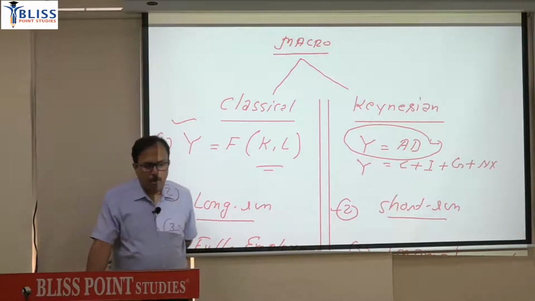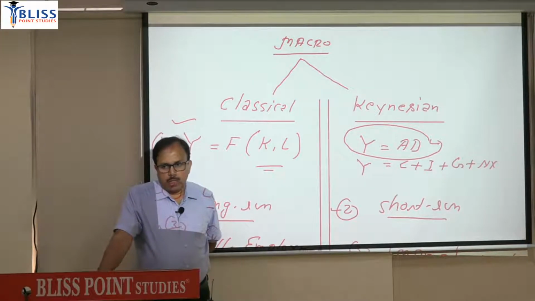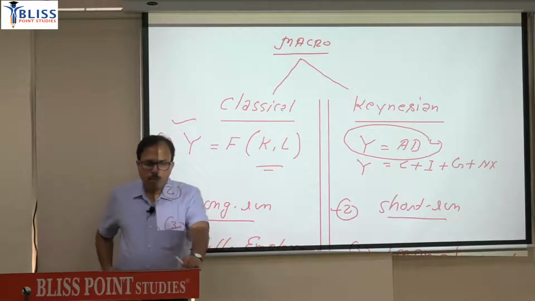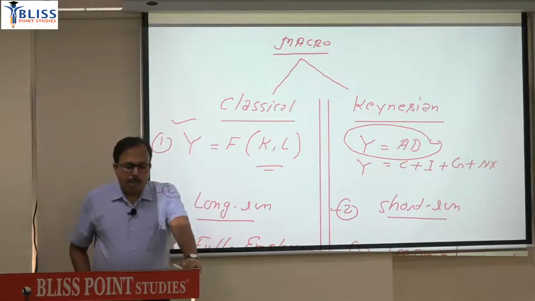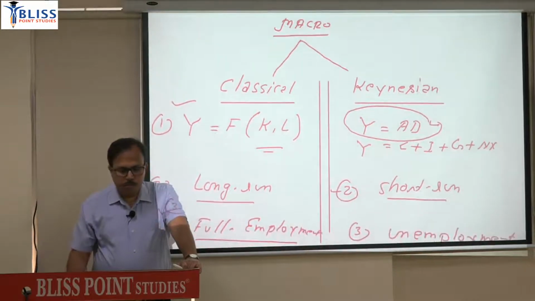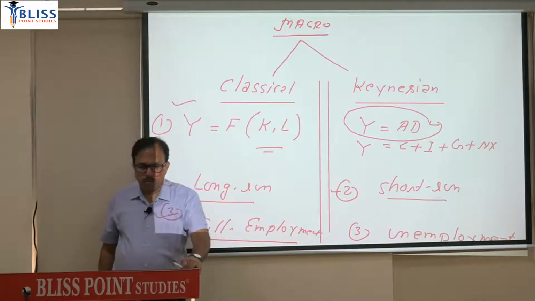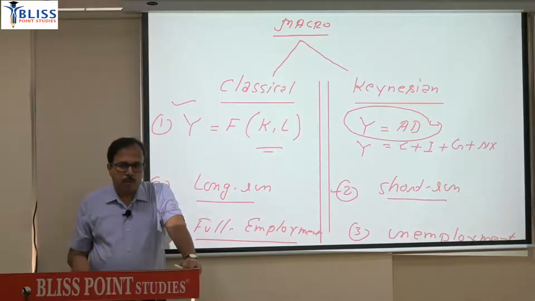Continue. Next paragraph. According to classical economists, money played a role only in helping transactions. It means money only acts as a medium of exchange.